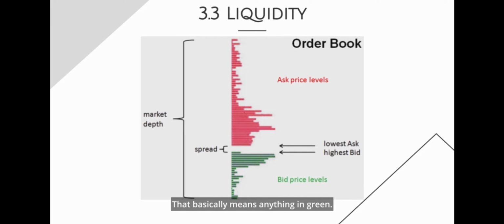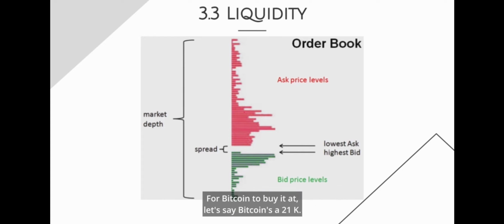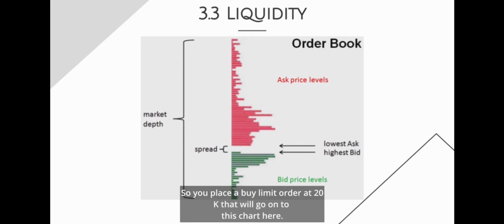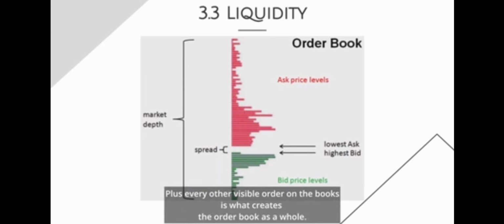That basically means anything in green is, if you imagine you load up your FTX or Binance or whatever and you place an order for Bitcoin to buy it at, let's say Bitcoin's at 21k, you want to wait for it to drop, so you place a buy limit order at 20k. That would go on to this chart here, somewhere in correspondence with where you placed it. That plus every other visible order on the books is what creates the order book as a whole.